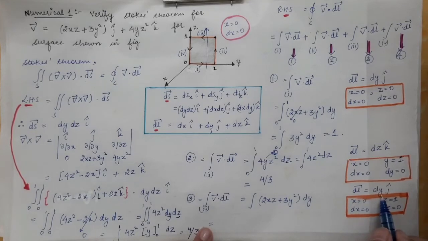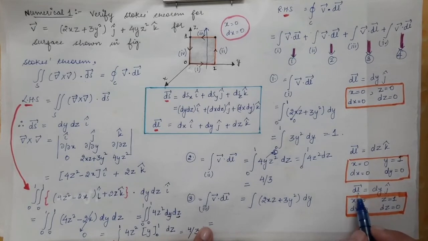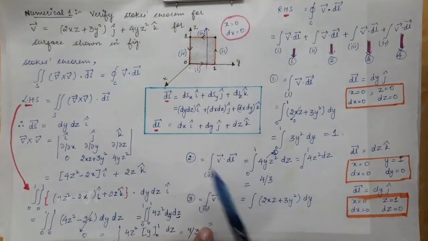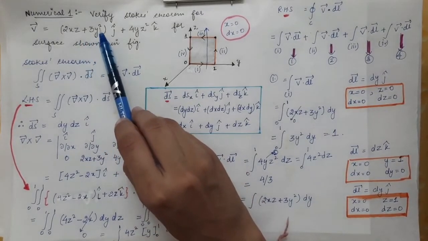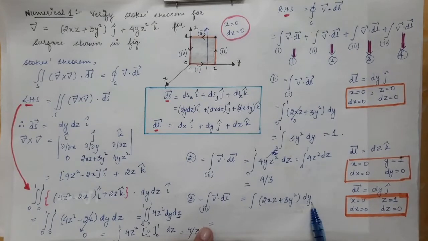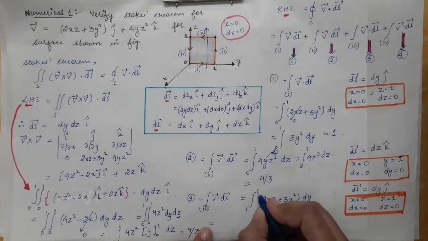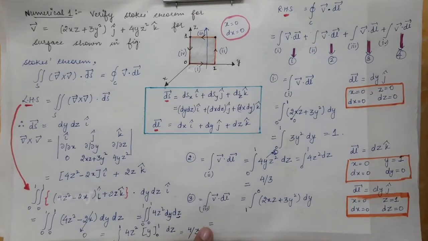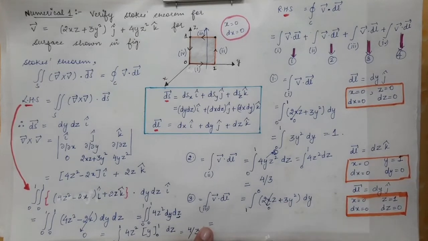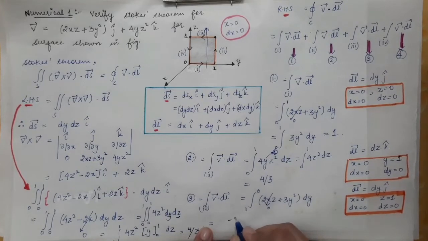So dl vector will be just equal to dy into j cap. When you do the dot product of v vector with the dl vector, you will get 2xz plus 3y square j cap dot product with dy j cap. So you will get this term, and here we have y variable and y goes from 1 to 0. For the third path y goes from 1 to 0 and x is equal to 0, so this term will be equal to 0, and on evaluating this term you will get minus 1.